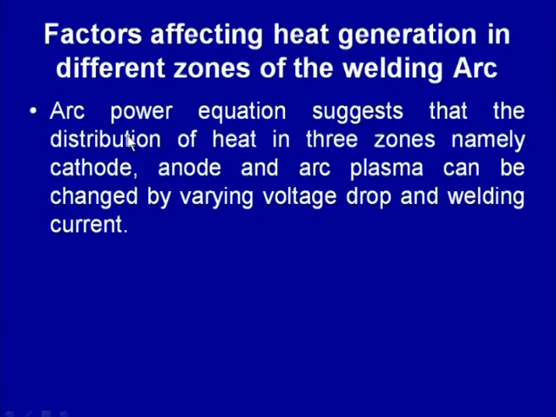So, if we see the equation which is used to determine the power of arc, it has the arc voltage multiplied by the welding current, and this arc voltage is composed of the voltage drops in the three different zones. This equation suggests that the distribution of the heat in the three different zones, that is the cathode drop region, anode drop region and the plasma zone, can be changed by varying these voltages. If these voltages are affected, then the arc voltage is also affected.